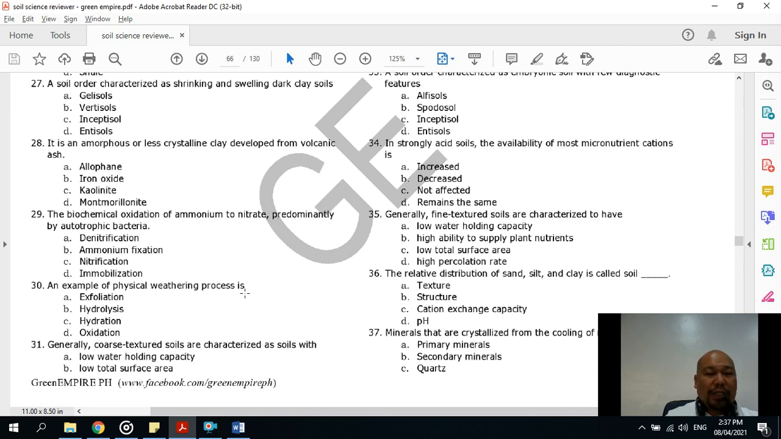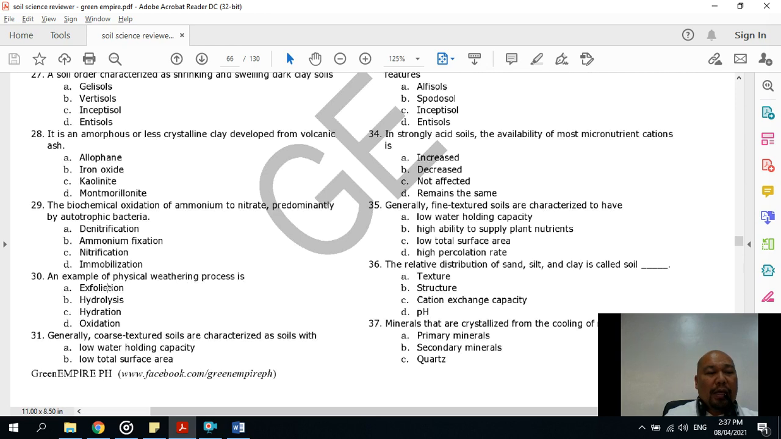An example of physical weathering process. Okay. Physical weathering. I already have partly mentioned sa inyo. We are on number 30, okay? Again, it's not a question. An example of physical weathering process is: exfoliation, hydrolysis, hydration, oxidation. Hydrolysis, hydration, and oxidation are all chemical. So even if I don't know what is exfoliation, I think that might be the answer because I know nga kaning tulo are all chemical weathering.